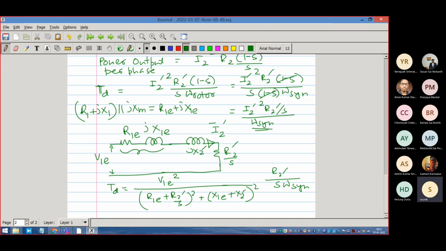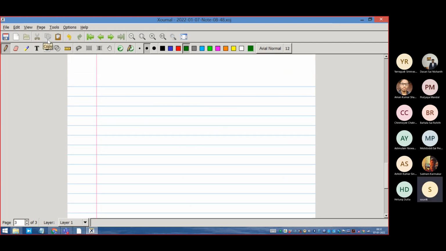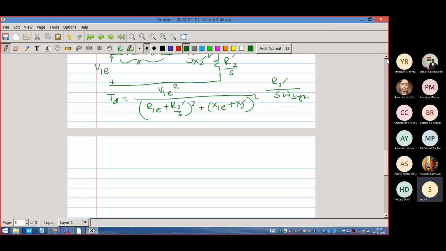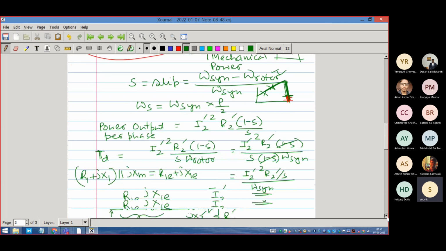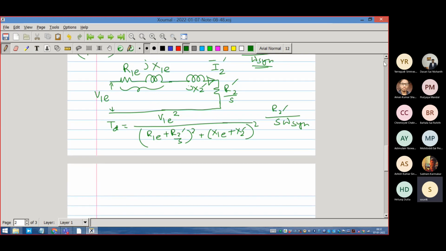Right. So from here we also know that by applying the maximum power transfer theorem, but very cleverly, because we are applying the maximum power transfer theorem in order to mean that maximum torque is generated, right?